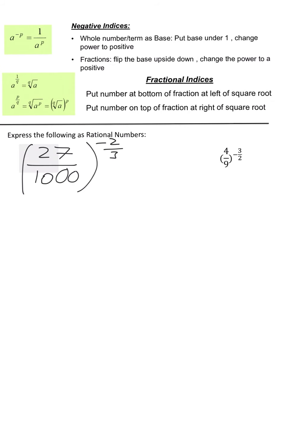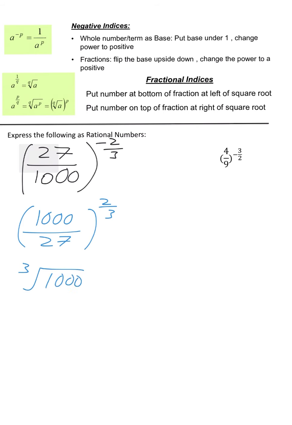Okay, so 2 more examples here. The first one there, 27 over 1000 to the power of minus 2 over 3. So it's a negative indice, so let's flip it upside down to 1000 over 27. Now change the power to positive, so 2 over 3. So remember, the 3 goes on the left, same with the bottom one, and all now to the power of 2.